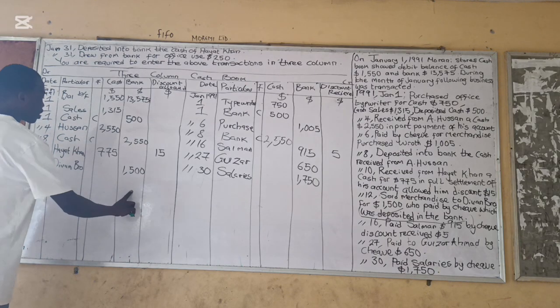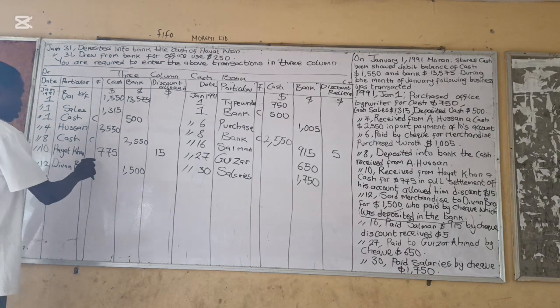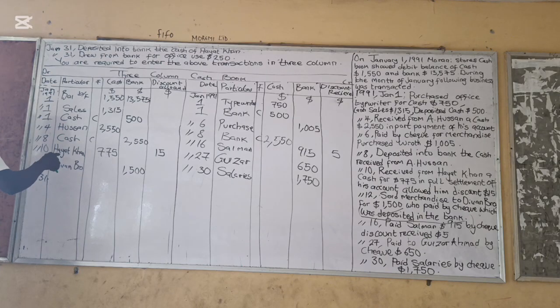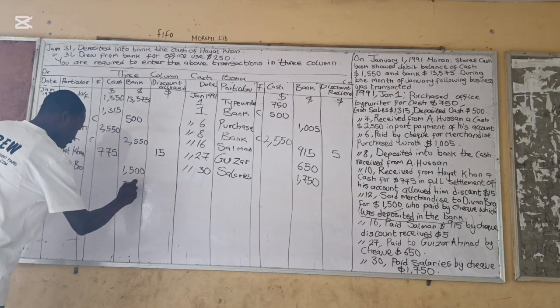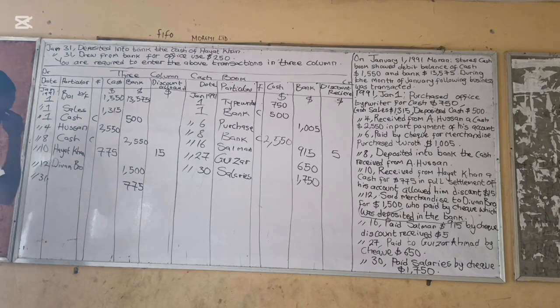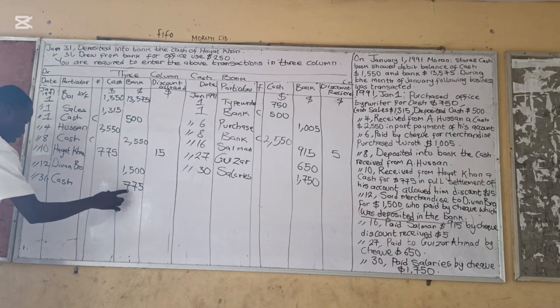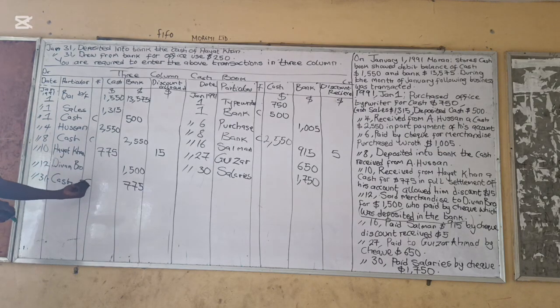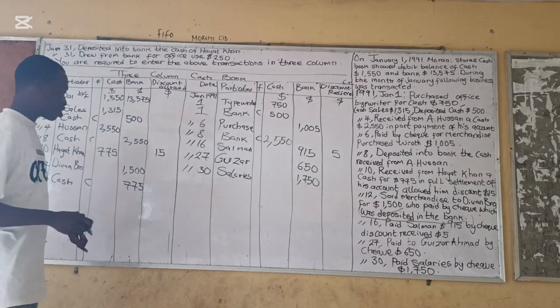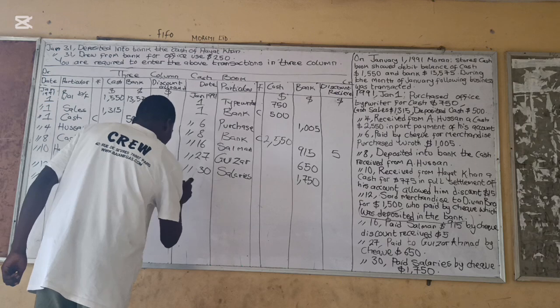Who is receiving? The bank is the one receiving. How much is the bank receiving? The money you collected from Ayat Khan, which is $775. So under your bank, you are going to have $775. Then the particular is going to be what? Cash. Because here we have bank. Then we are going to show our Contra entry in our folio side.